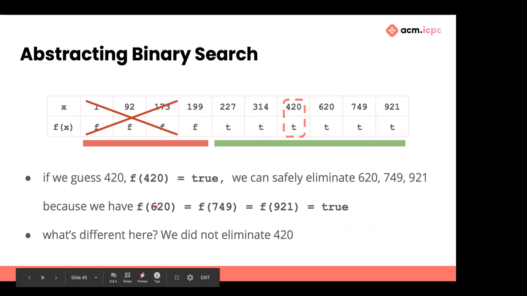Let's do the same thing, but now let's look at some element, 420, that's in fact greater than 200. Now, since f of 420 is true, we can safely eliminate 620, 740, 749, and 921. Why? Well, because we're looking for the smallest such number, and we've already found our candidate solution. It could be 420. So why?